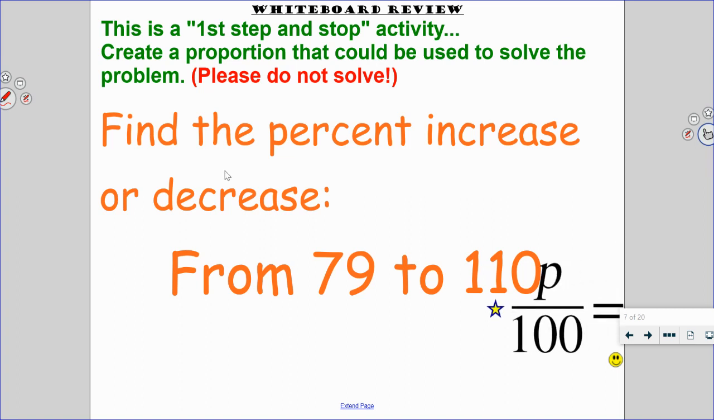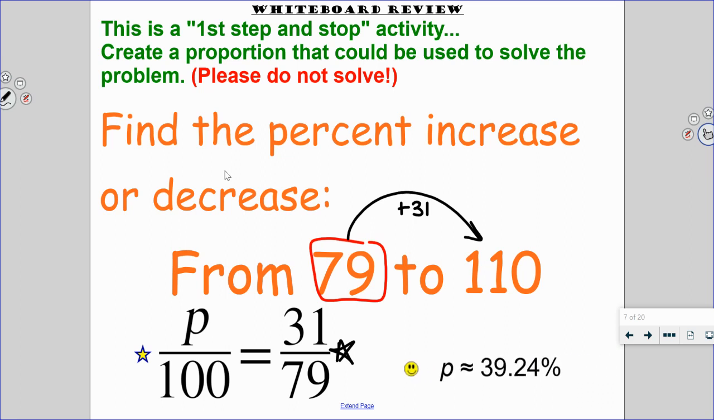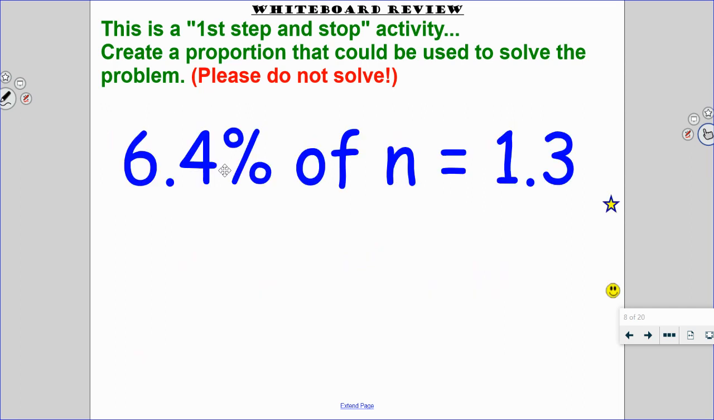Once again, we see a percent compares to 100. That's the missing piece. Meanwhile, 79 is the original. How much does it actually increase? This one increases a good 31. So that's the other relationship comparing the change or increase of 31 compared to the original of 79. Pause if you wish and solve and come on back. If you did in fact solve this, it'd be about a 39 and 24/100% increase. And onward we go. Pause. Come on back when you're ready.